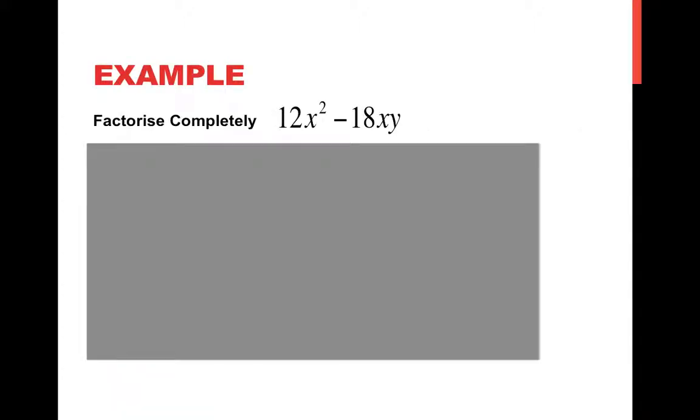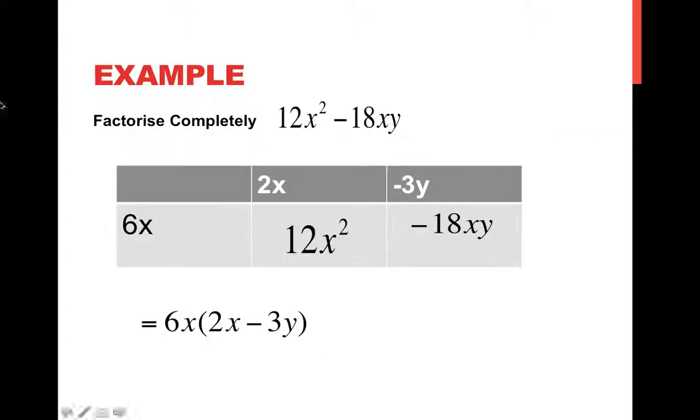Right, so factorise completely. Oh, they've put the word completely. Right, anyway, here's an example of factorising. Right, so here we go. We have 12x squared take away 18xy. Now I've put these values inside the grid.